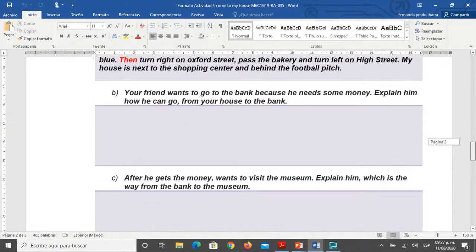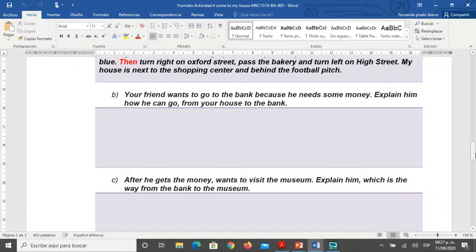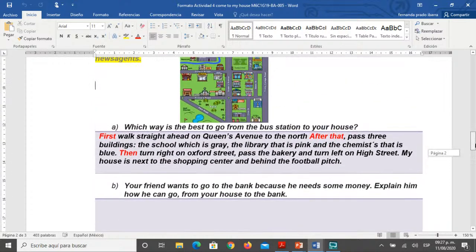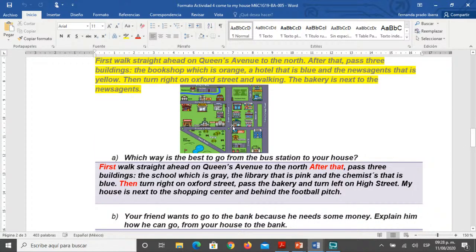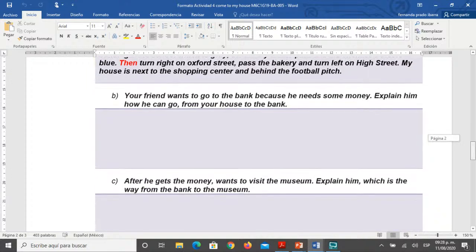The second question asks me, your friend wants to go to the bank because he needs some money. Explain to him how he can go from your house to the bank. Okay, so once again, here I have my house and the bank is over here. Over here, okay? So I have to answer also using the adverbs of time and my prepositions.